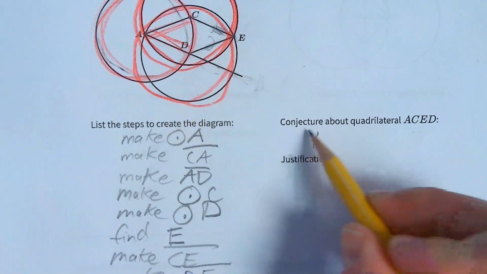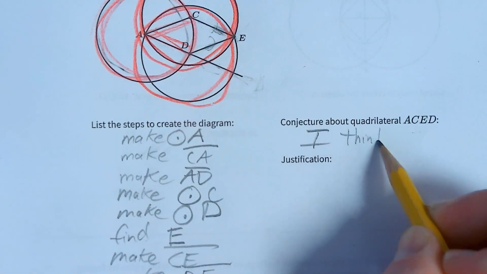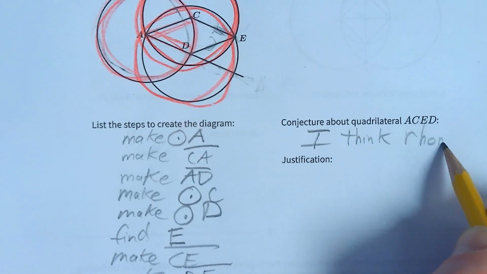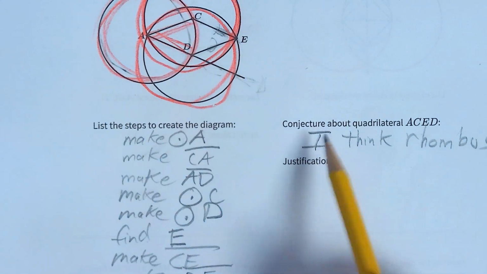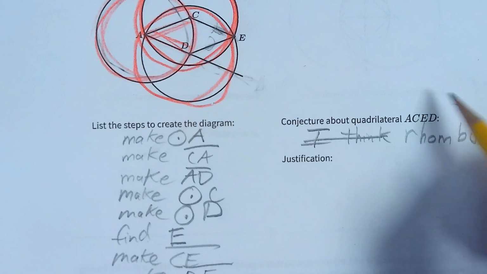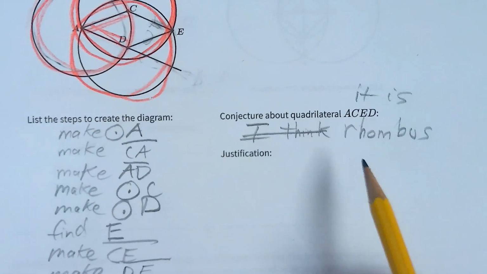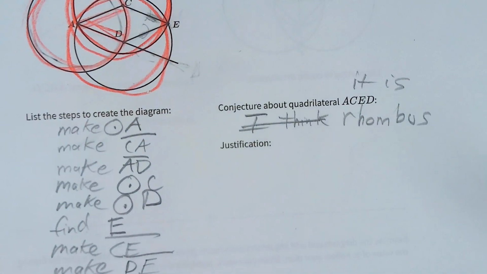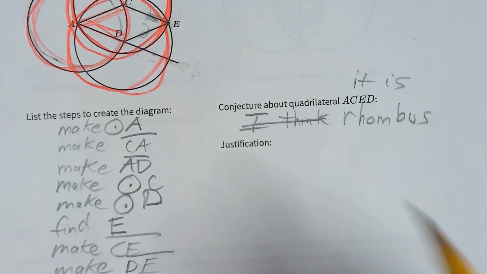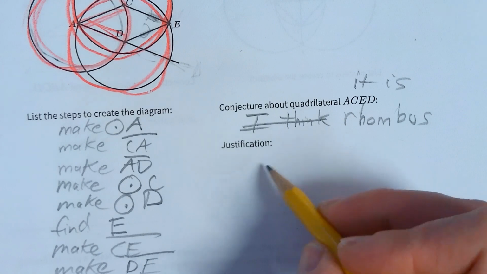Conjecture. I think it's a rhombus. Actually, conjectures can be written as positive statements. You can say it is a rhombus. It is a rhombus. It's still a conjecture, though, because it's not proven. It's a statement, but it's not proven. But let's try to justify it. Let's try to prove it.